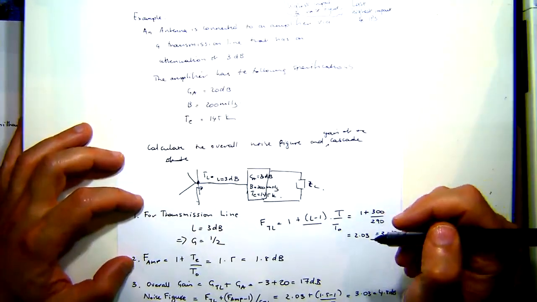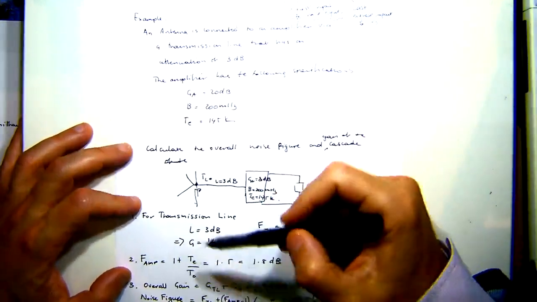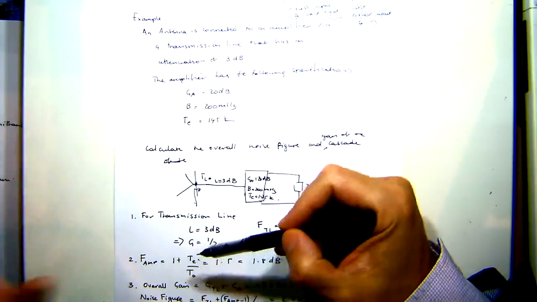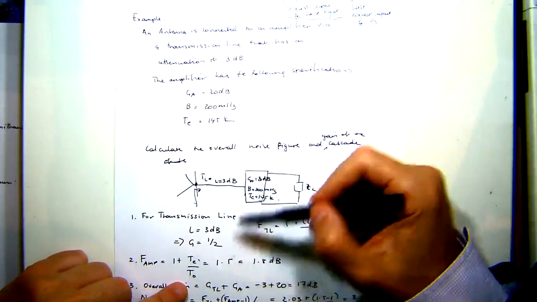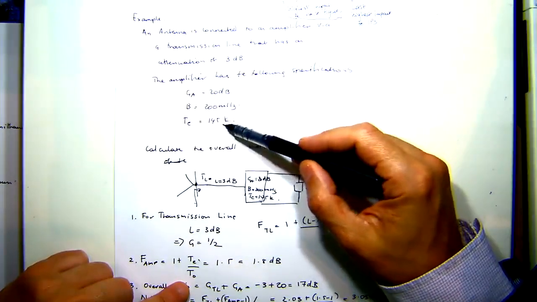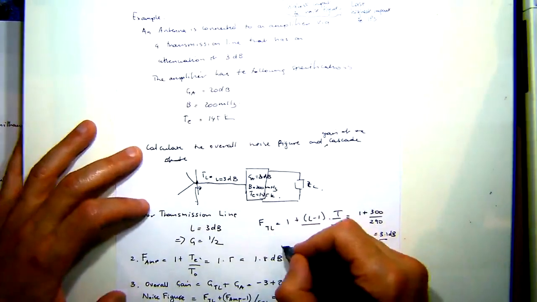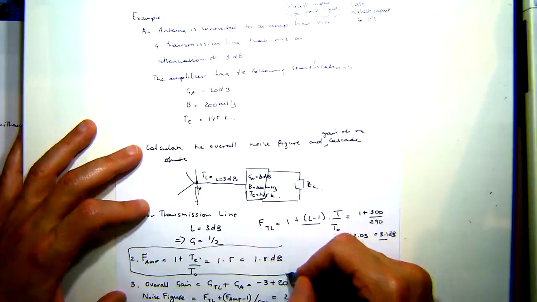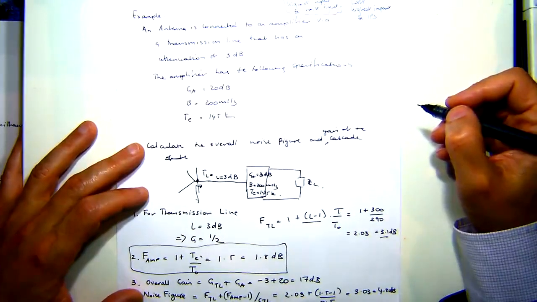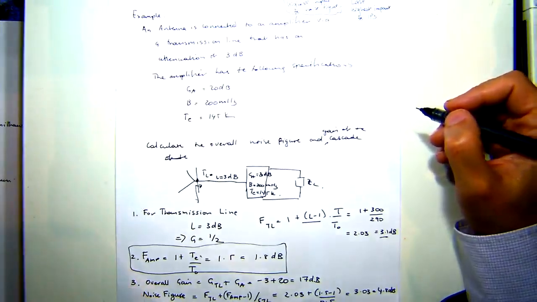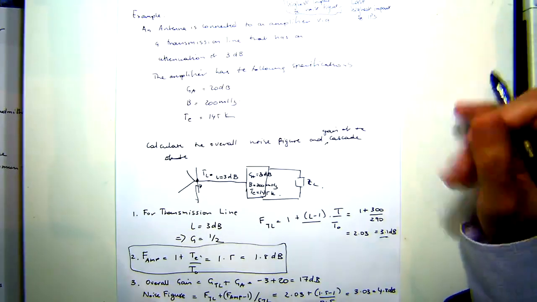Now, when we're working out the noise figure of the power amplifier, it's just 1 plus T equivalent on T naught. T equivalent is 145, T naught is 290, so this amplifier has a noise figure of 1.8 dB, which is a pretty good amplifier. Usually what I found in practice is it's hard to build an amplifier which has a 1 dB noise figure.